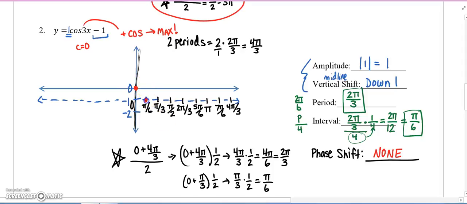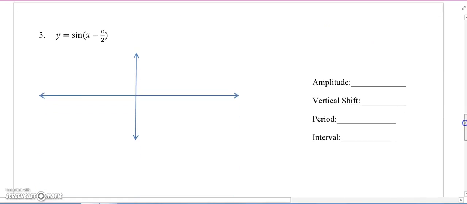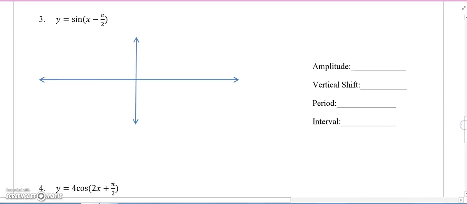And then we follow our pattern. Max, down to the middle, down to the min. Up to the middle, up to the max. Middle, min, middle, max. And there is our beautiful graph. Alright, not too shabby, huh? Alright, let's try one more. Go ahead and scroll down for number 3.